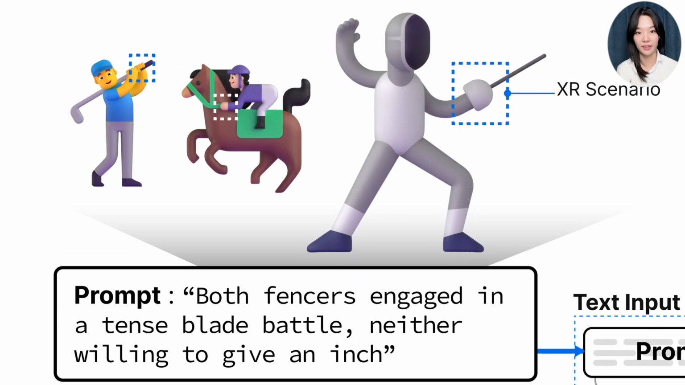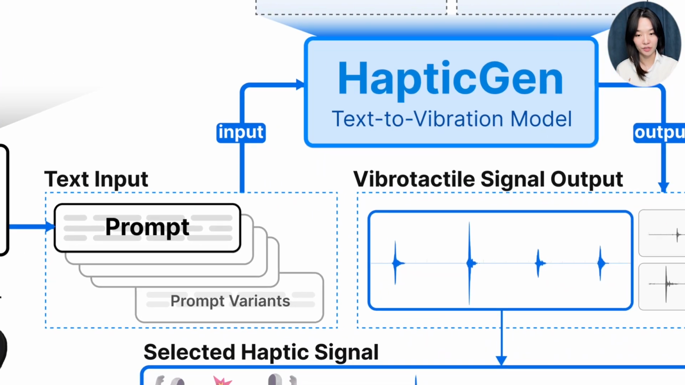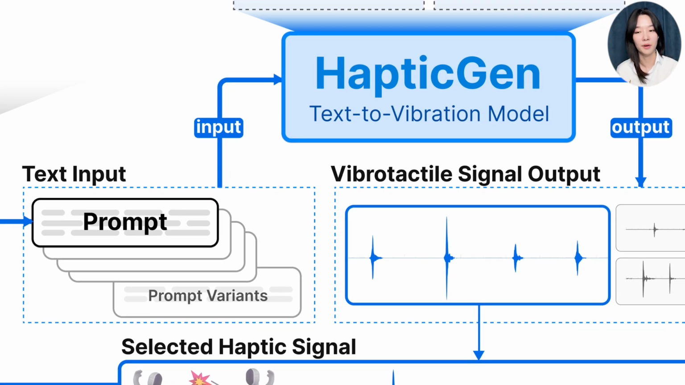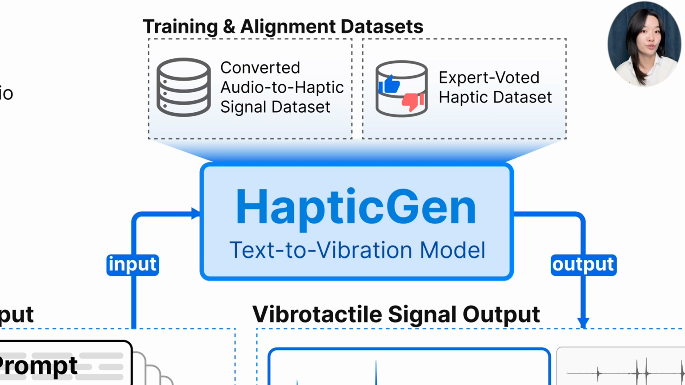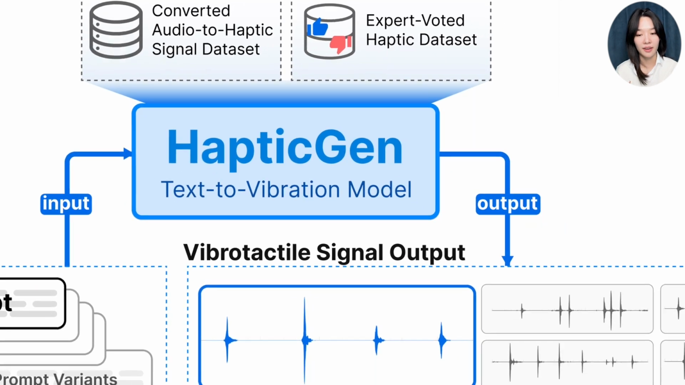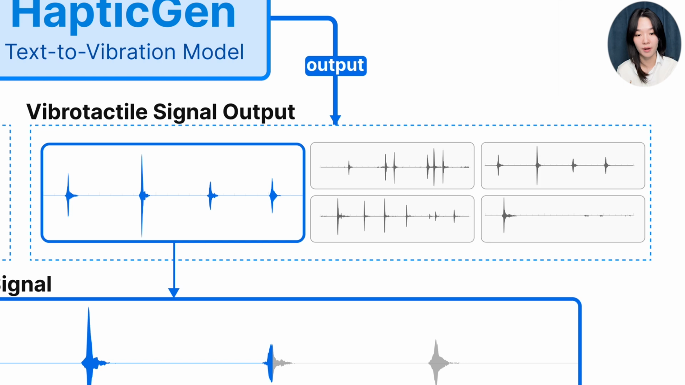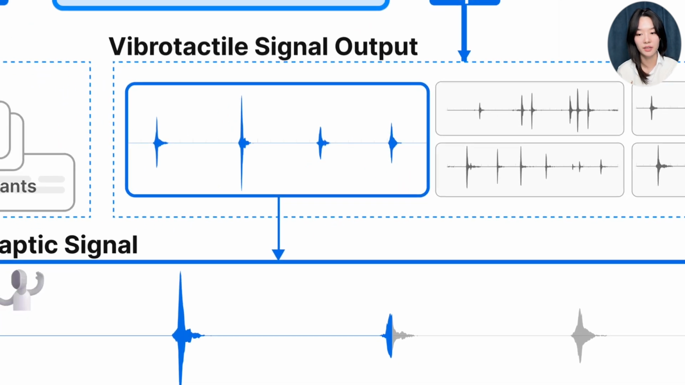On the left, you might see a short text prompt. Actually, you can put any text prompt from any scenario that you might want to bring to life through tactile feedback. Our model uses a large language model, or LLM, to generate multiple prompt variants based on the initial description. To train our text-to-vibration model, we collected two key datasets. The first one is the converted audio-to-haptic signal dataset, and the second one is an expert-voted haptic dataset. And our system translates each text prompt into a few corresponding vibration signals.